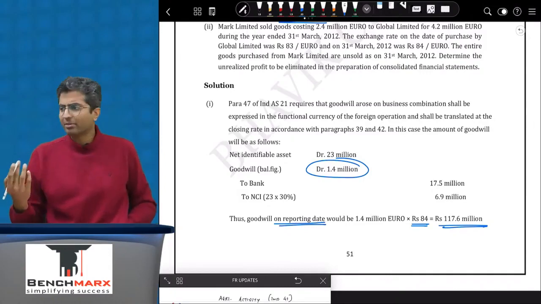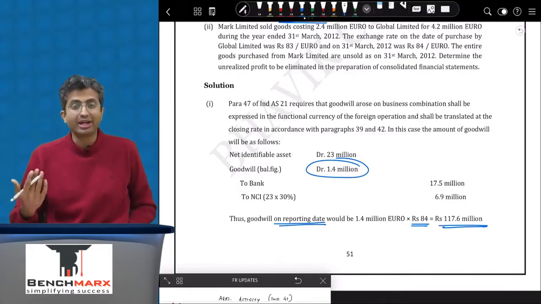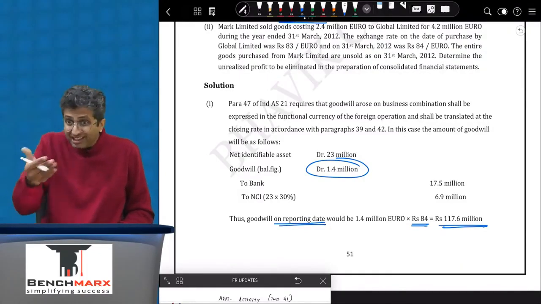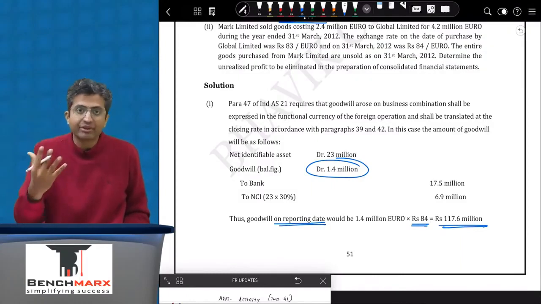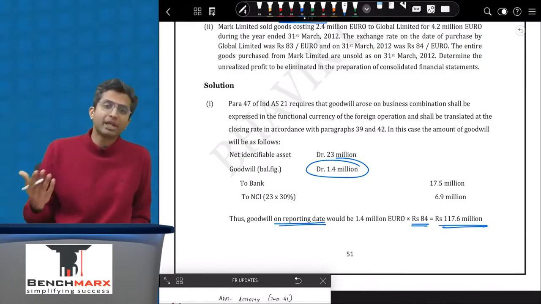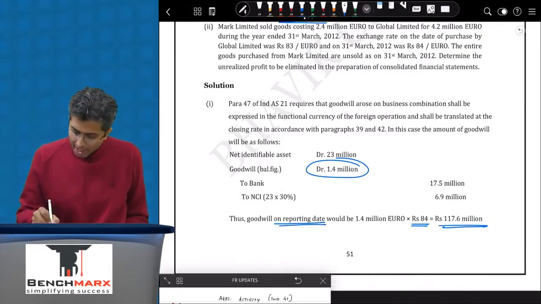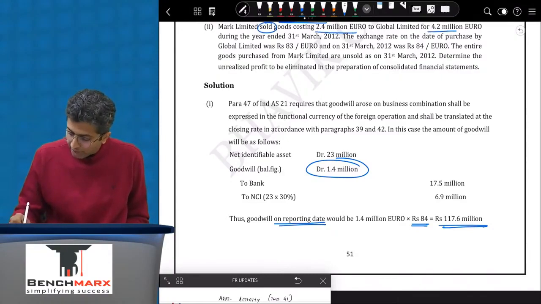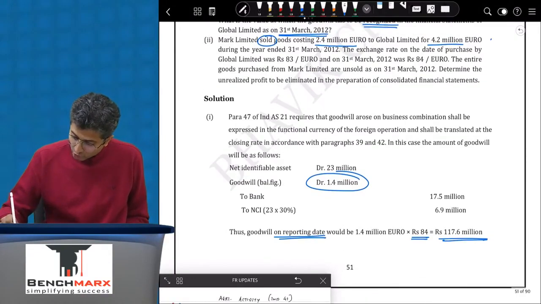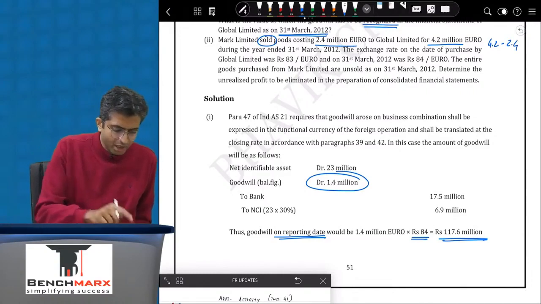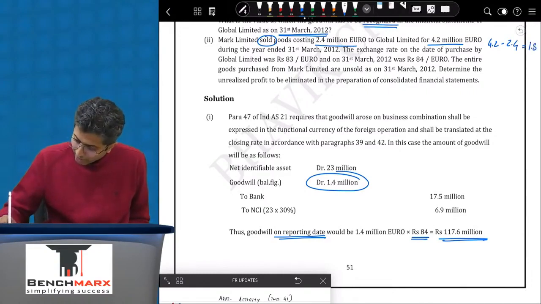So if there is some unrealized profit, this unrealized profit will be recorded at the exchange rate prevailing as on the date of the sale. It's not an asset or liability, it is a sale. And hence, if you have to eliminate the profit, it will be based on the exchange rate prevailing as on the date of sale. Mark sold goods costing 2.4 million euros to Global for 4.2 million euros. So the profit on this transaction is 4.2 minus 2.4, which is 1.8.